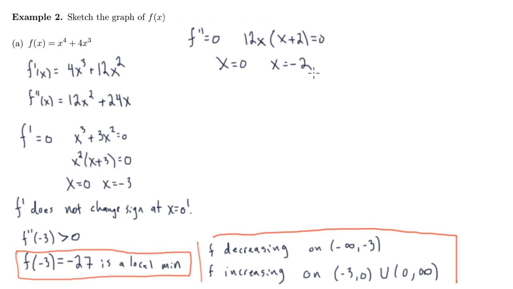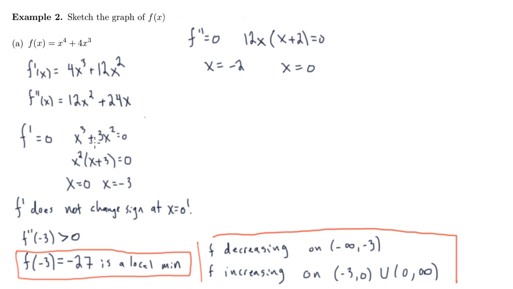Okay, and now we just need to test around these critical points. If I plug in a number less than -2, well, this is going to be greater than this if I plug in a number greater in absolute value than 2. So let me write these this way, just so they're in order. We have x equals -2, and x equals 0, points where potentially the concavity changes.